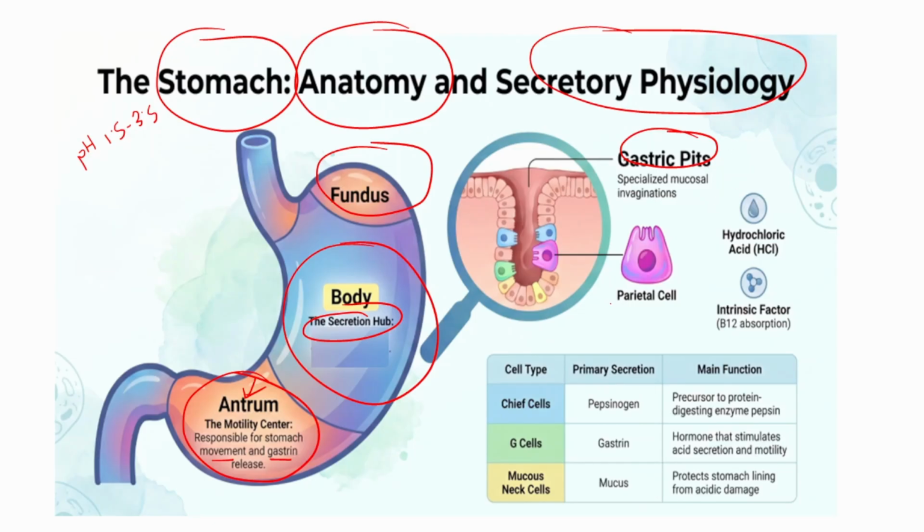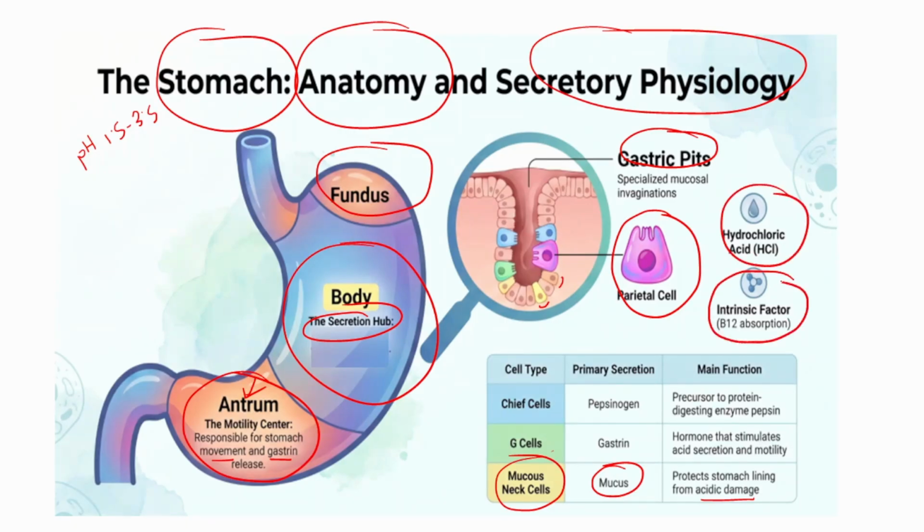First, we add the mucus cells, orange or yellow cells near the top neck of the pit, which produce mucus to protect the stomach lining from acidic damage. Next, we establish the parietal cells, also known as oxyntic cells, which secrete both hydrochloric acid and intrinsic factor. This intrinsic factor is a molecule required for downstream vitamin B12 absorption.